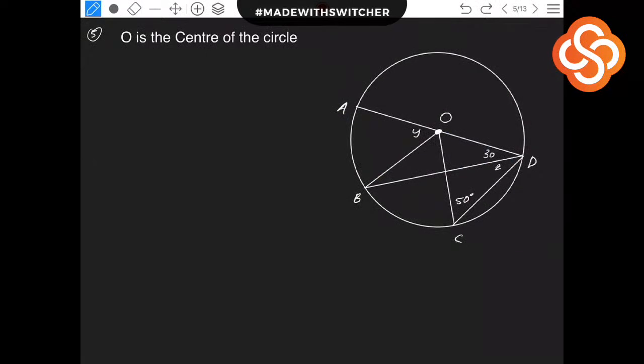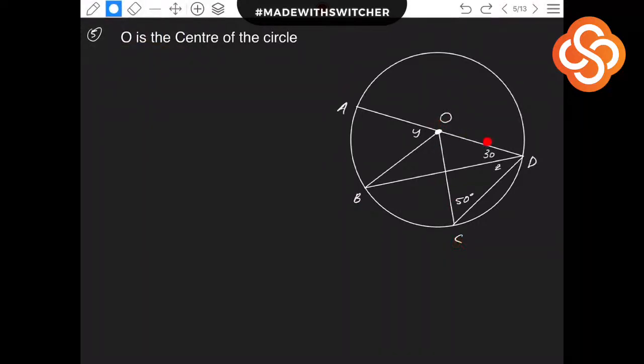Moving to question 5. O is the center of the circle. So now we need to find the value of y and the value of z. I hope it's visible on your side. There are many ways in which you can solve this question, but I choose to start by finding the value of z. I think it's very easy. So look here.